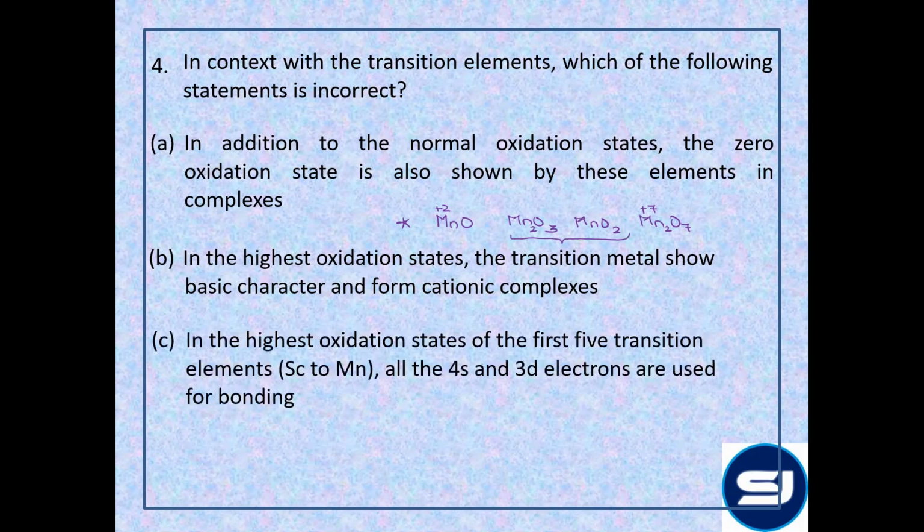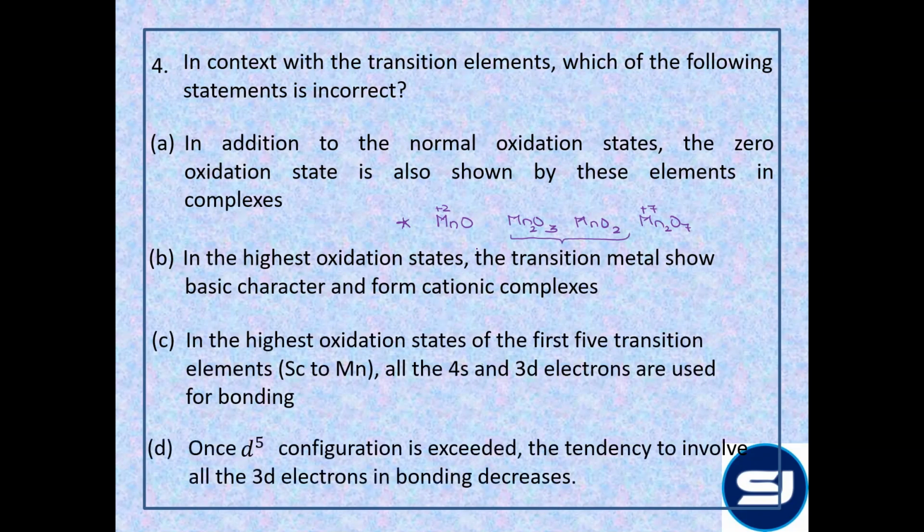In the highest oxidation state of the first 5 transition elements, scandium to manganese, all the 4s and 3d electrons are used for bonding. True, because उसमें सारे electrons unpaired होते हैं, तो they will be available for bonding. And once the d5 configuration is exceeded, the tendency to involve all the 3d electrons in bonding decreases, because वहां पर pairing शुरू हो जाता है तो सारे d electrons involve नहीं हो सकते हैं. So the incorrect statement was option B.